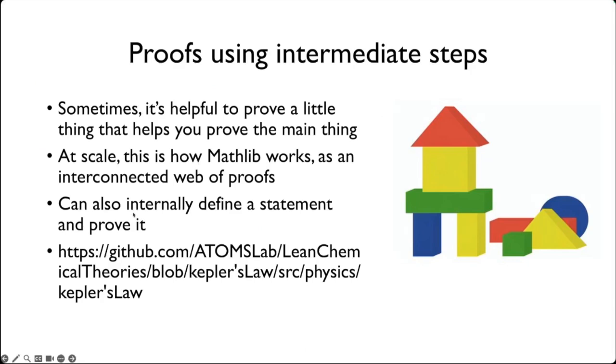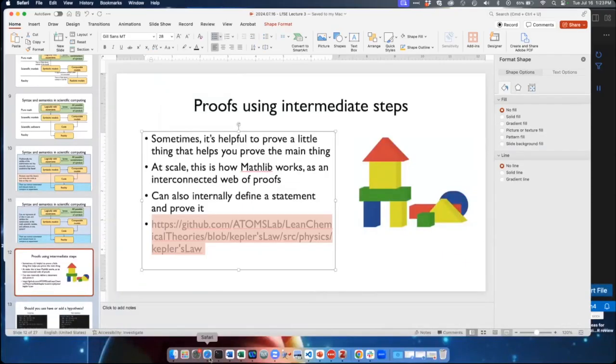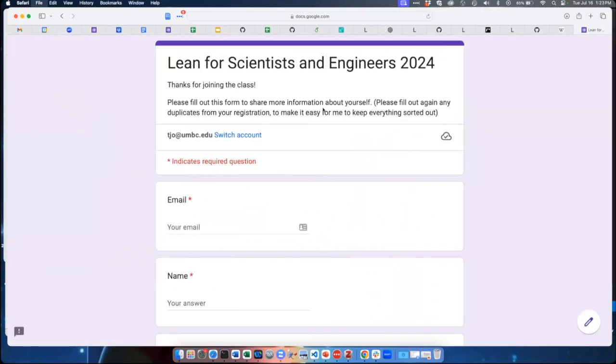We can also internally define a statement within a theorem and then prove it quickly and then move on. So we don't necessarily need to have everything interconnected. If I'm proving a new statement, I don't necessarily need to put it out in the database and say, now everybody can use this if they want to. I can just say, for the time being, let's internally define a statement and prove it. And I have a link to a GitHub repo to show what this looks like at scale.